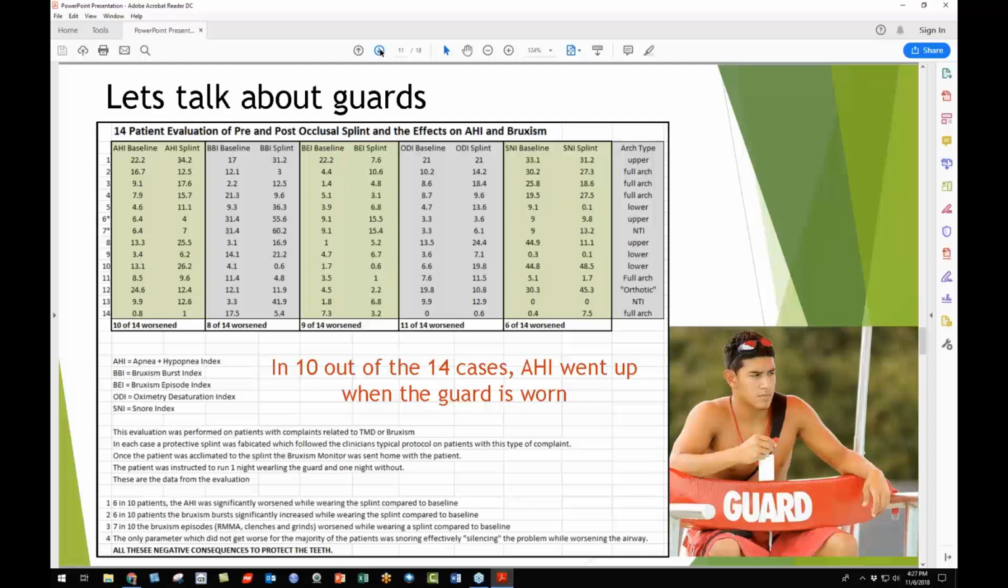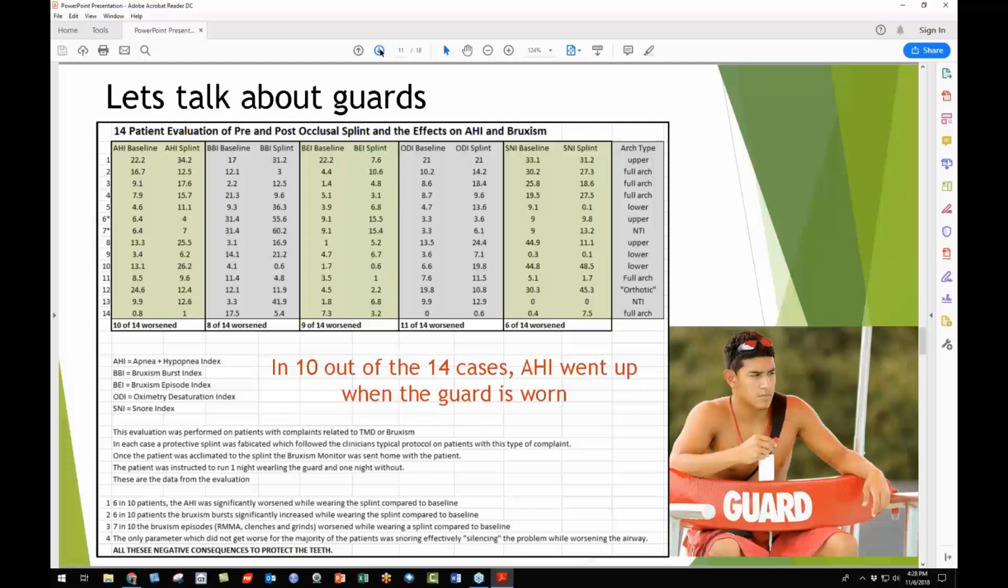And what we found is that in 10 of the 14 cases, the AHI, a number we use to gauge the severity of the airway issue, which stands for apnea and hypopnea index, those are frank, obvious events, and we're not even talking about subtle events. These are just AHIs.